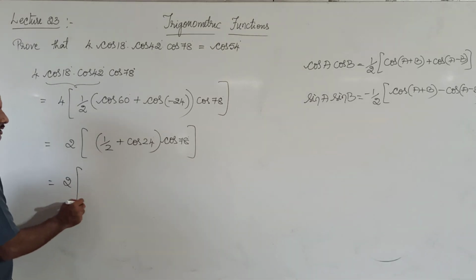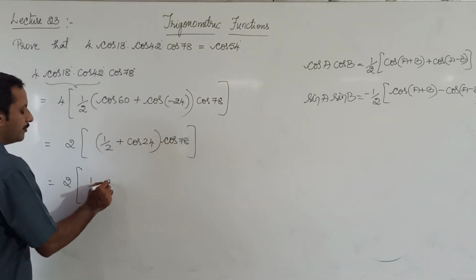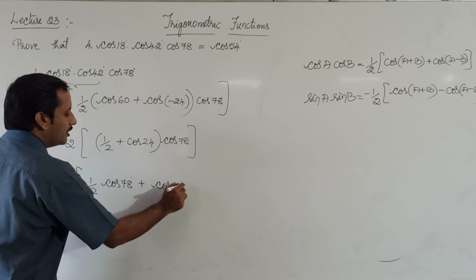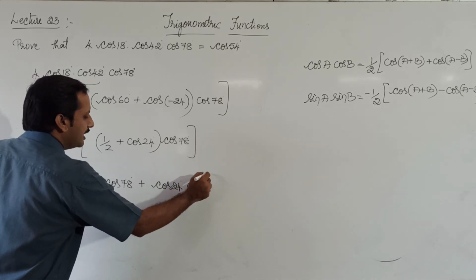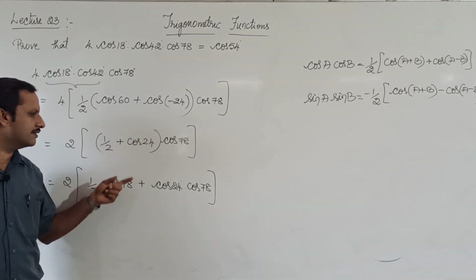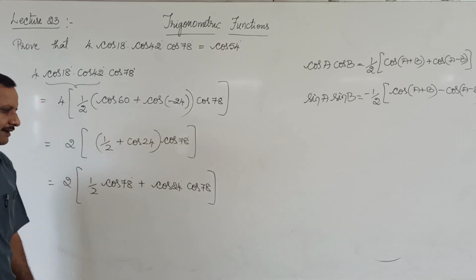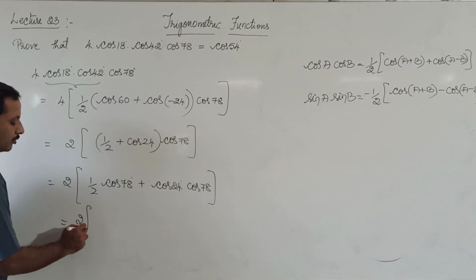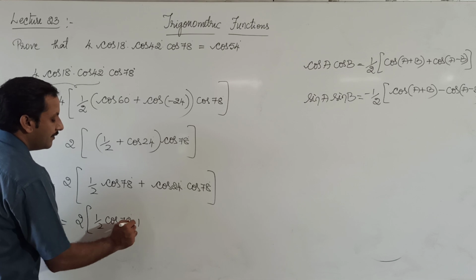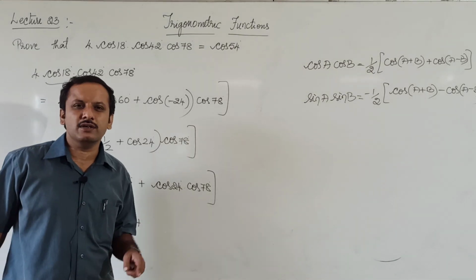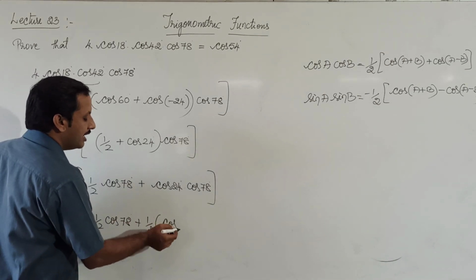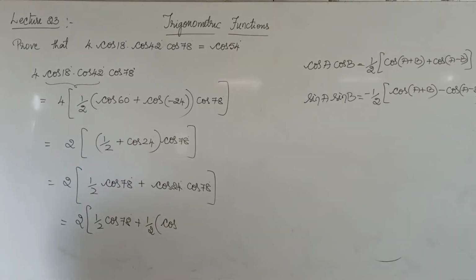Now what we can do is bring that cos 78 inside: 1 by 2 into cos 78 degree plus cos 24 degree into cos 78 degree. Right? I have brought this cos 78 degree inside. So 1 by 2 into cos 78 plus cos 24 into cos 78. Further, 2 into 1 by 2 cos 78 degree plus here we shall use the cos A cos B formula again. Cos A cos B is equal to 1 by 2 into cos A plus B, A plus B, 24 plus 78. What do you get?